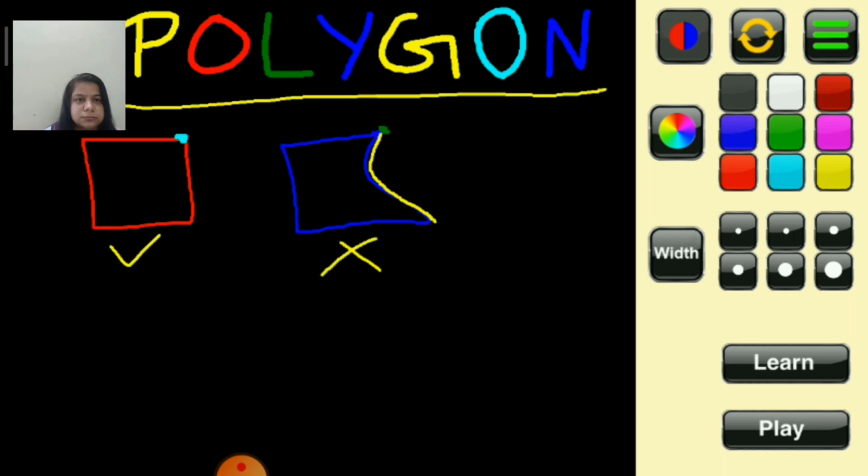Let's take one more example. What about this? Is this a simple curve? Yes, this is a simple curve. Is it closed? Just check. No, because it starts from this point and ends at a different point. So this is not a closed curve. So will it be a polygon? No, this is not a polygon because it is not closed. So this is again not a polygon. Let's discuss one more example.